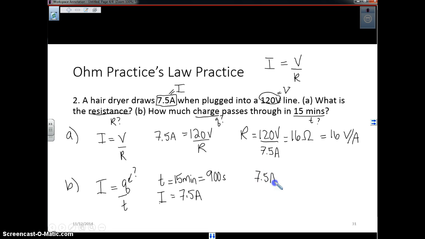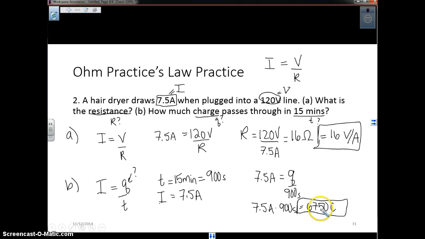7.5 is our I, equals Q over T. Sorry, a little laggy. 15 minutes, 900 goes here, because that's our time in seconds. 7.5 amps times 900 seconds gives us a lot of charge. So 6750 coulombs of charge. And that's part B, and that is part A, like that.